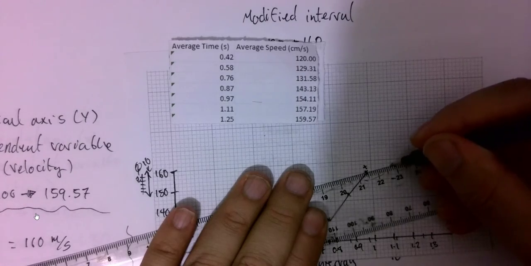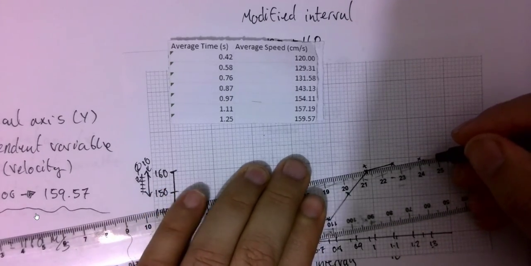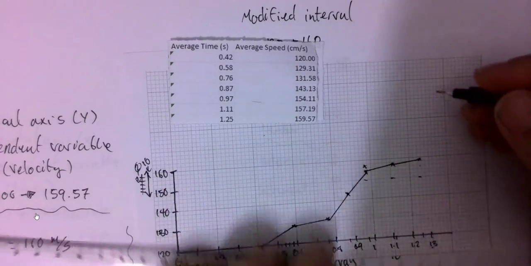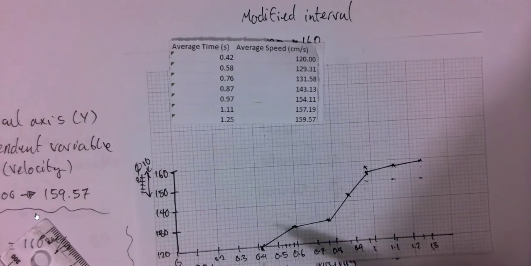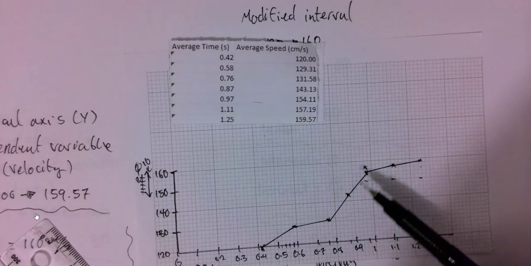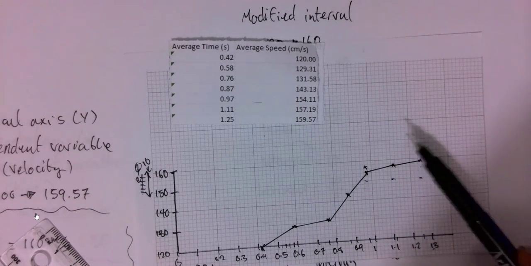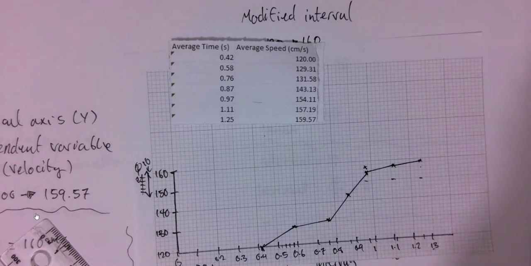Okay, and the last one is there. Excellent. And that's the line graph that we were after for our data on our terminal velocity.